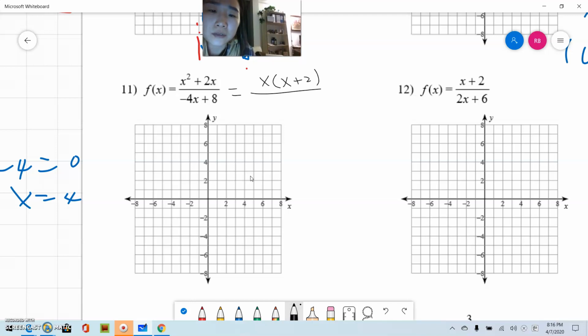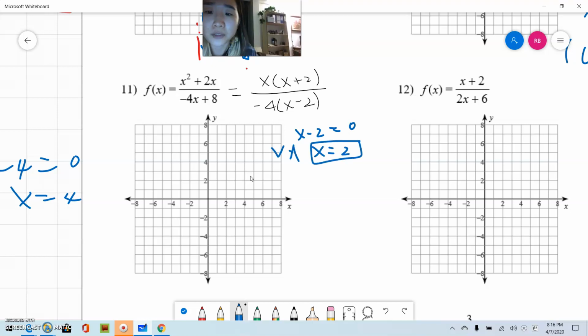GCF. Do you see how GCF comes so handy? You need to be factoring out GCF all the time. So then vertical asymptote, x minus 2 is equal to 0, x equals 2 is the vertical asymptote. Horizontal asymptote, no horizontal asymptote because this numerator has a greater power.